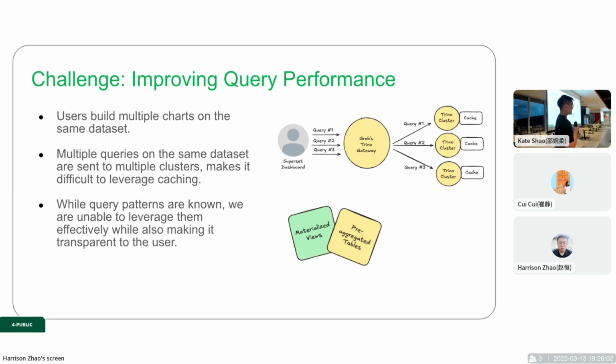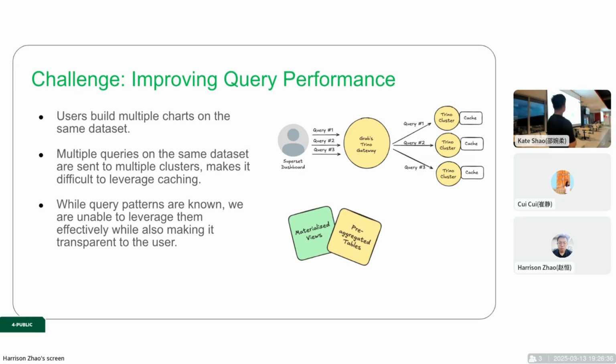So the challenge here is how to improve the query performance for our users. One of the characteristics of a dashboard is that there are multiple charts, and all these charts query similar data sets. Let's say you have one dashboard with 20 charts, and these 20 charts query just 4 tables. In our current Trino setup, these 20 charts will generate 20 queries. They will land on different clusters, and they wouldn't be able to benefit from caching or anything like that.